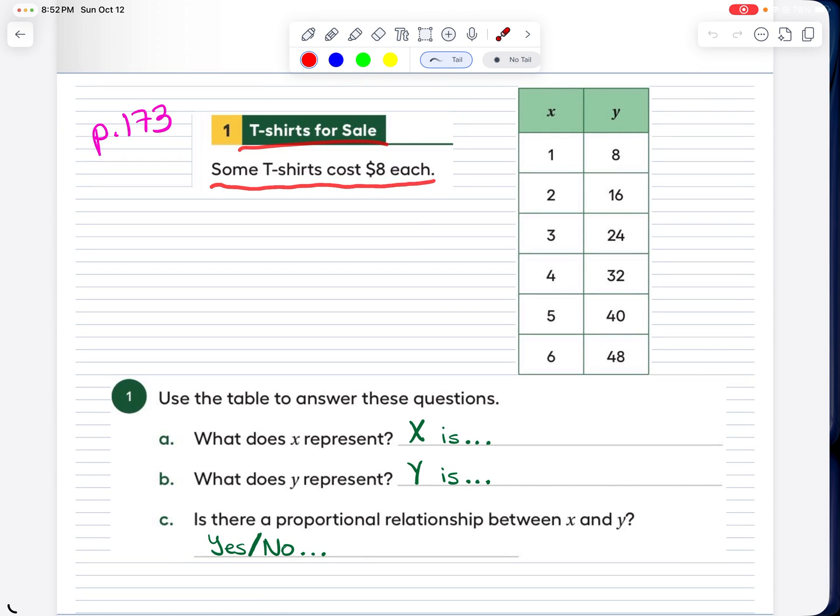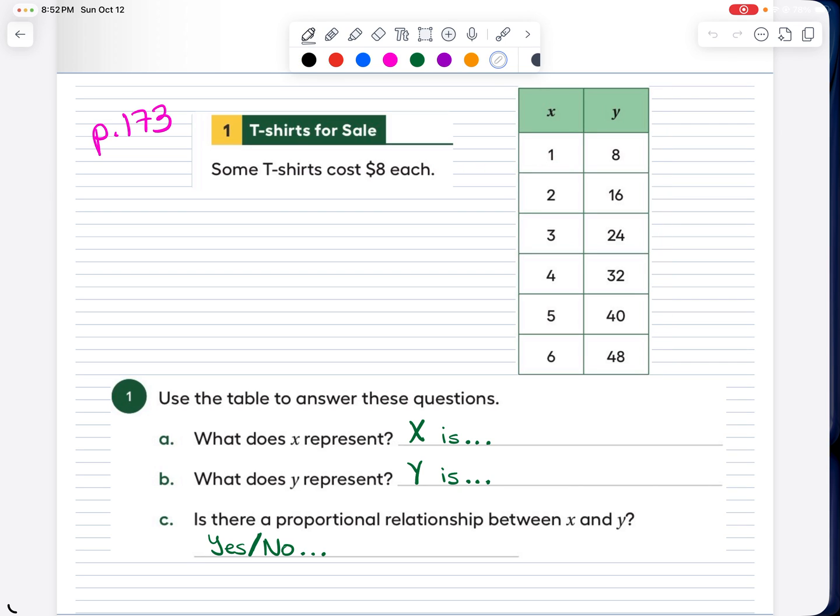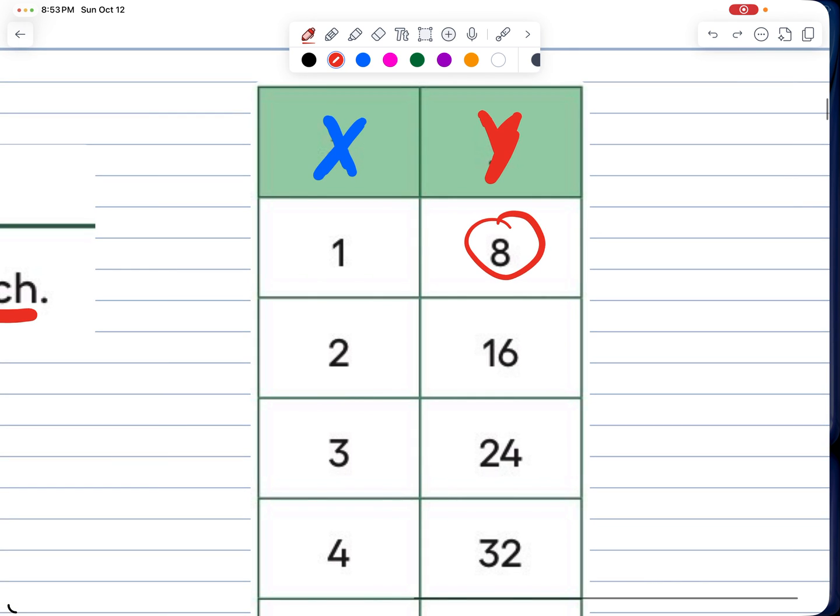Some t-shirts cost $8 each, and we have a table here representing that exact situation. Here we have the X's and here the Y's. They said that some t-shirts cost $8, so just by reading this, it costs $8. I see 8 over here and it increases by 8 over and over again. So that should most likely be the cost of a shirt.